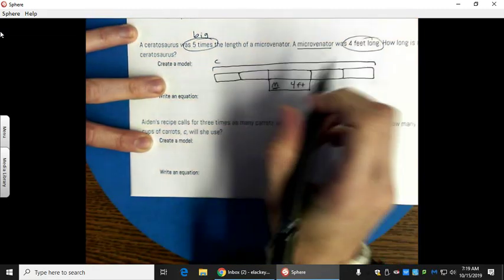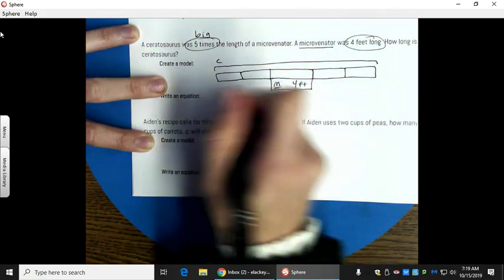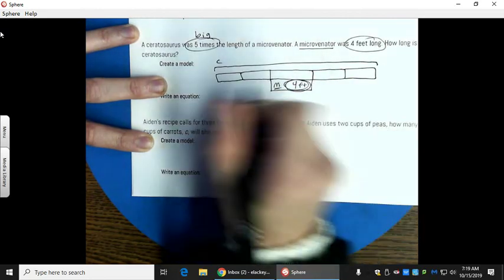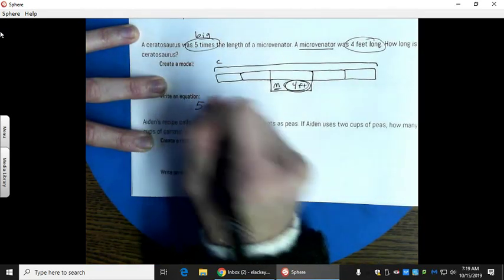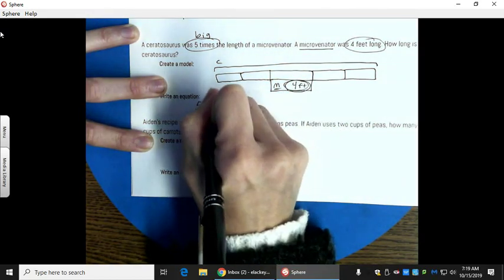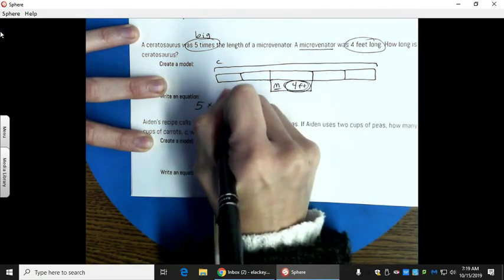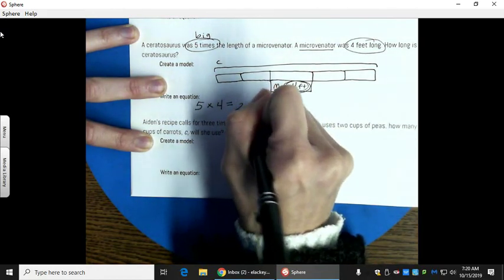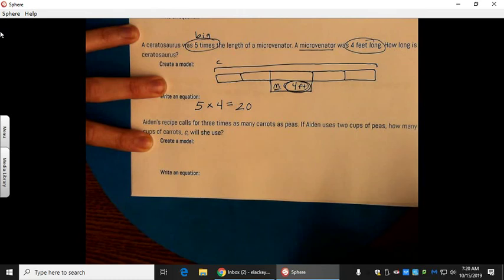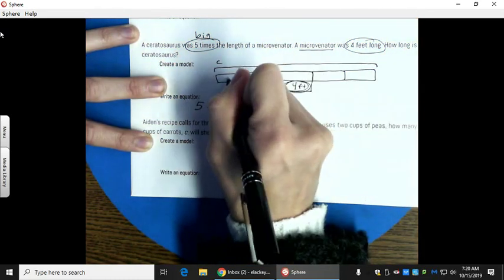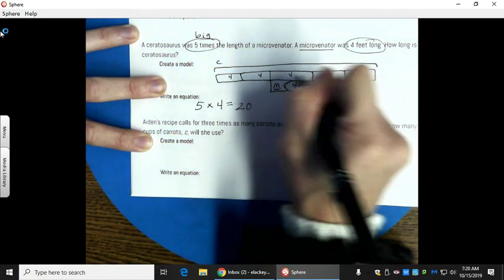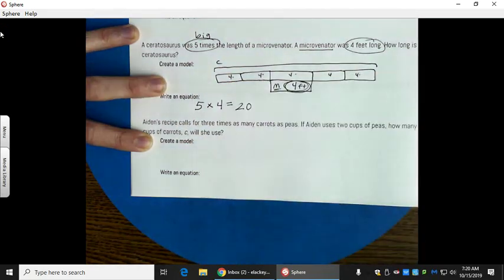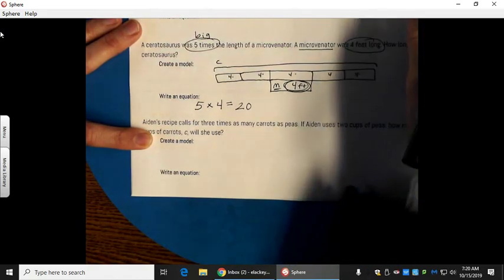So now, how much is this Ceratosaurus? Well, it's 5 of these. So 5 times 4 equals 20. So it's 5 of them, and which makes sense because this would be 4, 4, 4, 4, 4. 4, 8, 12, 16, 20. Okay, so my equation has an equal sign.